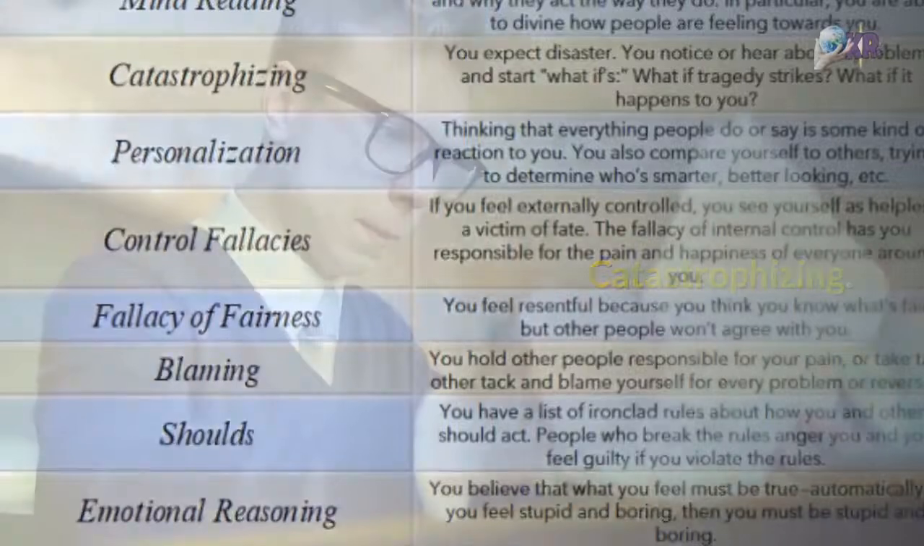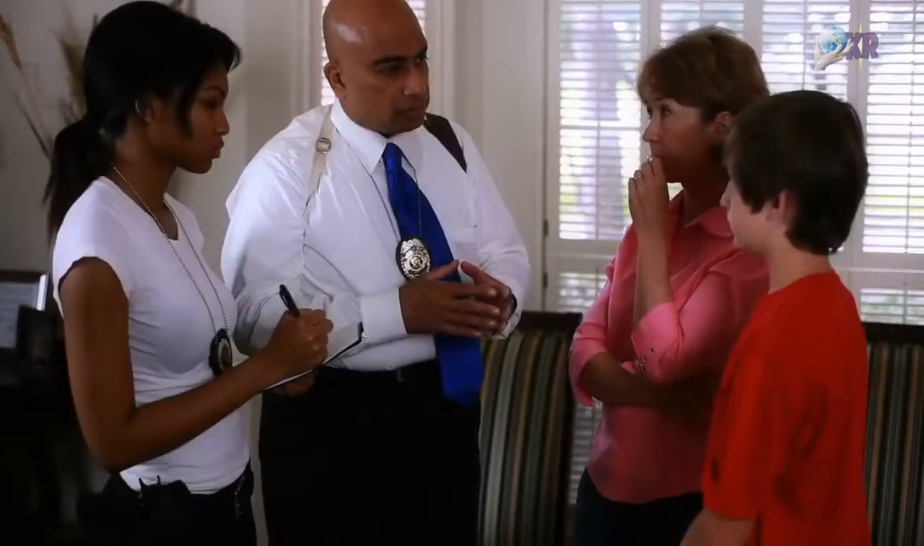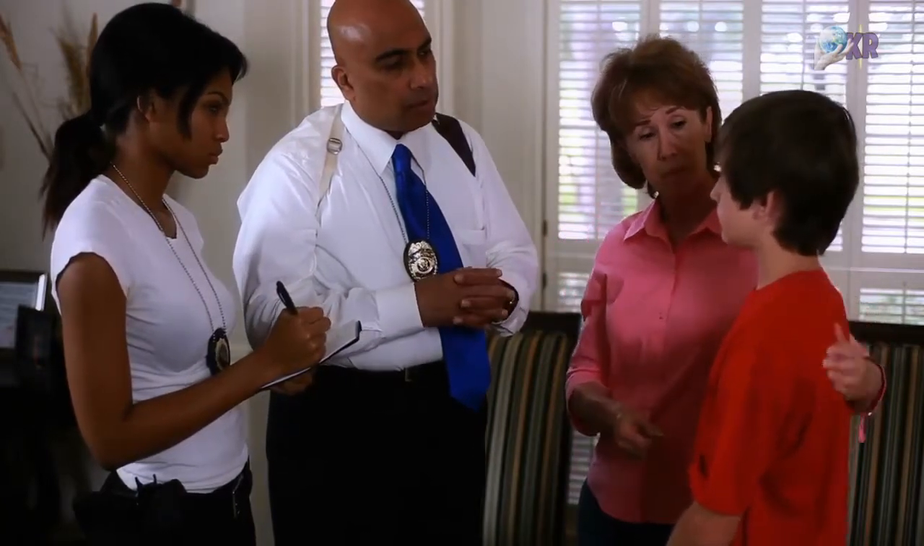Catastrophizing. This way of thinking is when we think the worst outcome will occur. Personalization. When we have low self-esteem or paranoia, we tend to believe that everything people do or say is about us. Should statements. These statements come about when we compare ourselves and others to perceived universal standards.